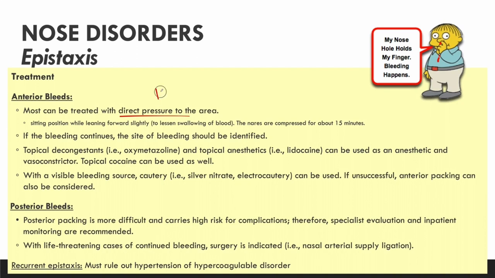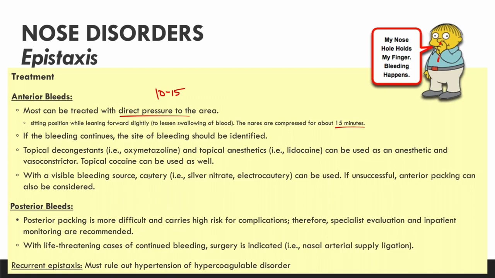Constant direct pressure, 10 to 15 minutes, head tilted forward, like that. If the bleeding continues, you should try to do a better exam to look for the site of the bleeding. And then there are several different things that can be done. If you can visualize the bleeding source, you can use a little silver nitrate stick or pen to cauterize that bleed.